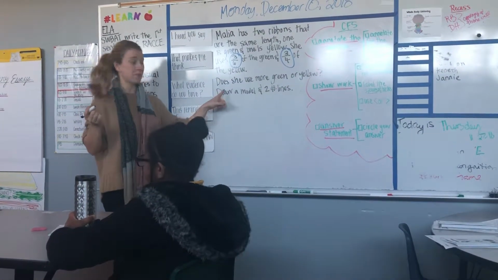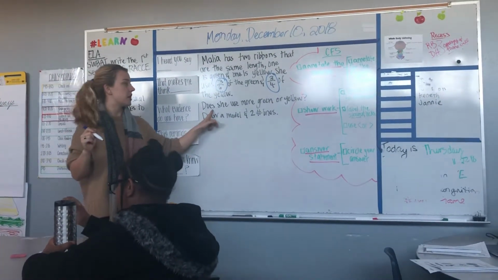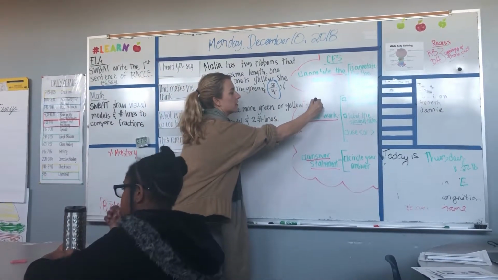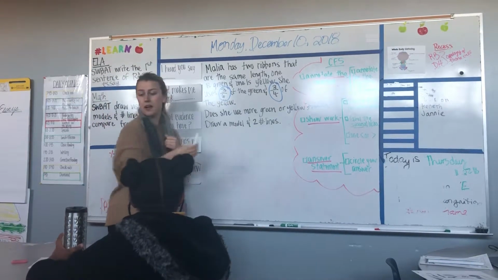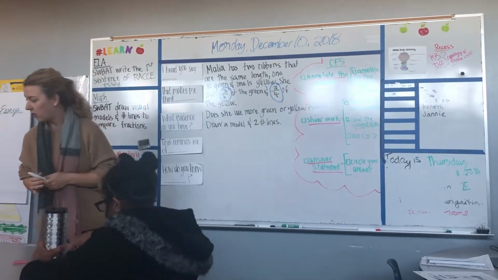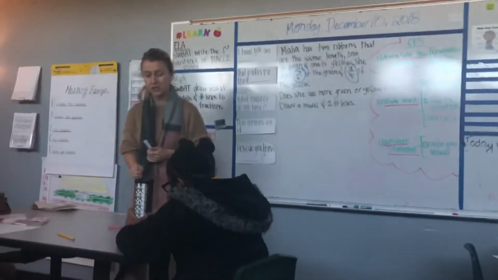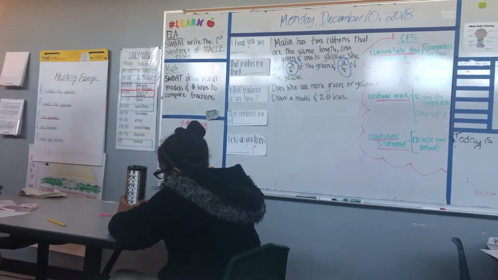So I'm gonna read this bottom part again, and then you need to go back and annotate. Are you ready? Does she use more green or yellow ribbon? Draw a model and 2 number lines. Okay, annotate your question. Go. What are we trying to figure out? Don't solve it, just annotate. What are we trying to figure out in the question? Underline the important parts of the question.